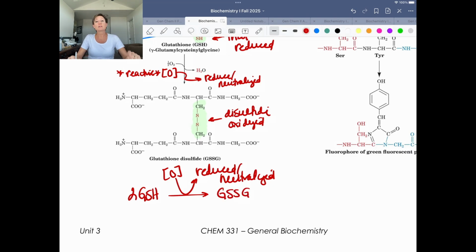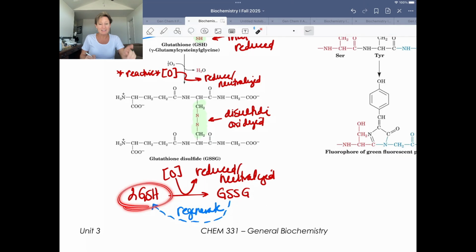GSSG. Now, here's an important part that we're going to get to later. I'm going to give you a preview of something we're going to see a little bit later on. This is not a one and done sort of molecule. We need to be able to think about how we regenerate glutathione. So remember, glutathione in this form is oxidized. So getting it back into its reduced form, we have to have something else in a reduced form that itself becomes oxidized. I'm going to give you a little preview about what that molecule is. We're going to learn about it later on.